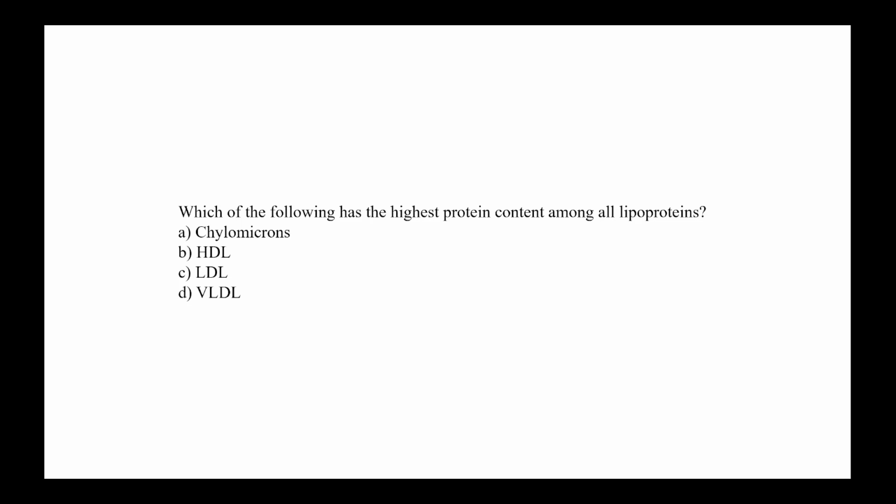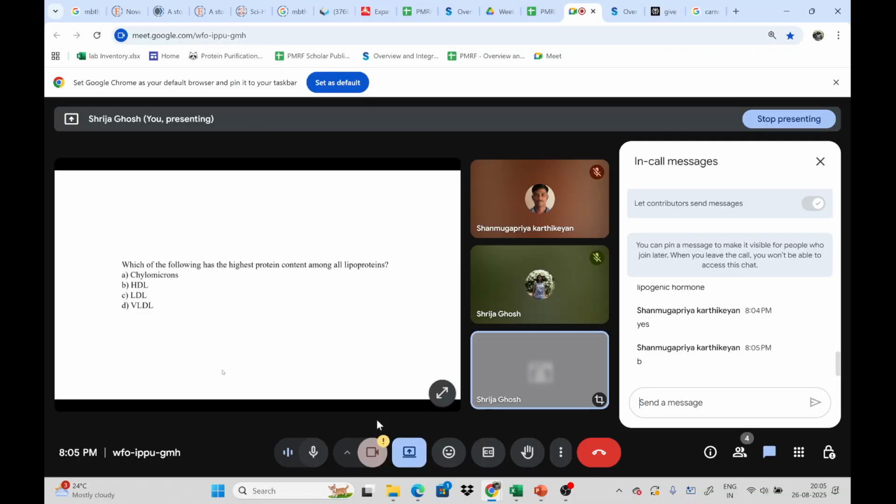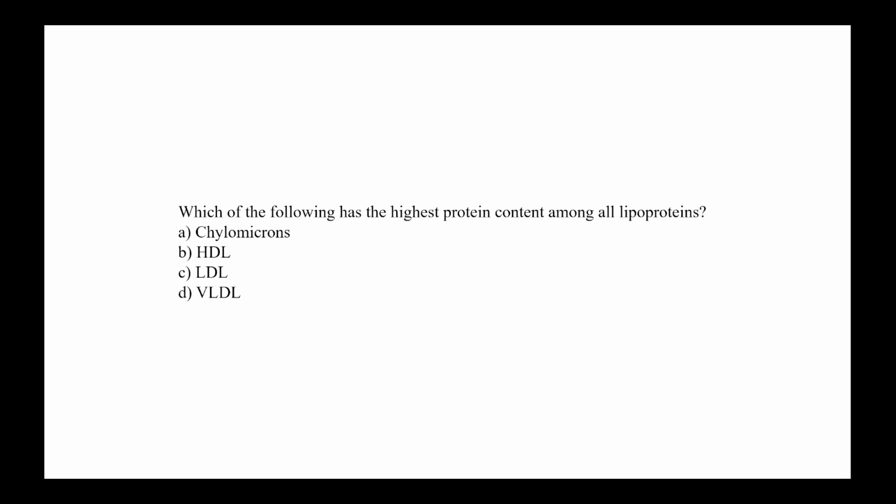Which of the following has the highest protein content among all lipoproteins? Chylomicron, HDL, LDL and VLDL. So your answer is option B, that is HDL. That is the correct answer.